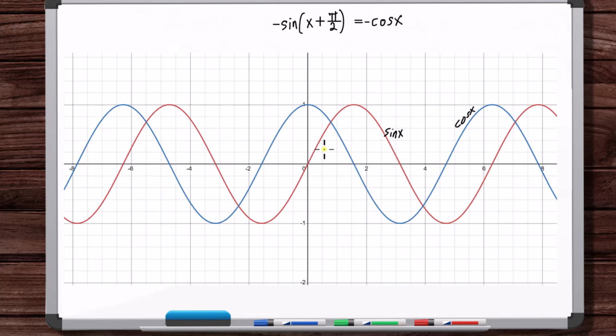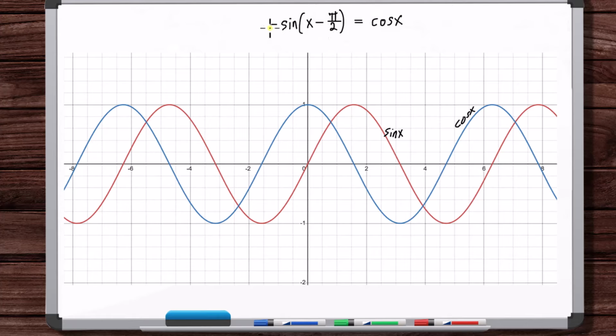Now wait, no, this is not correct, because I said that if we do this, we shift it to the right pi over 2 units, and then multiply this by -1, now we've got cosine x. So what I'm saying is, if you type sine of x minus pi over 2 into your calculator, you're going to get minus cosine x.